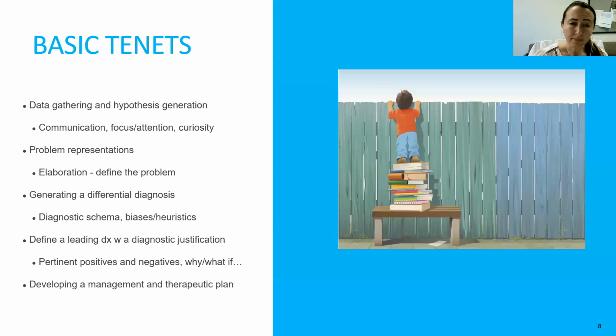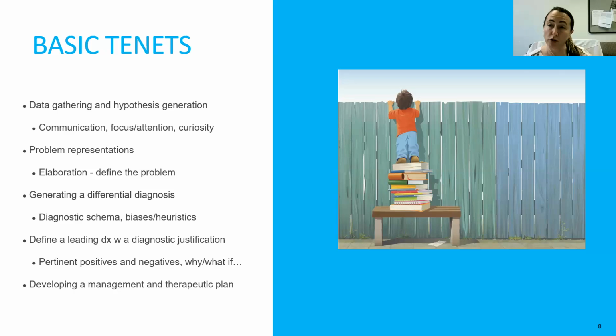So some basic tenets. What do we do? We gather data, we generate some hypotheses. A lot of subtitles there, a lot of bullet points could fill that space, but a lot of that is based on communication. How curious are we? Are we asking the right questions? Are we pivoting when things don't go our way? And then how are we defining the problem?